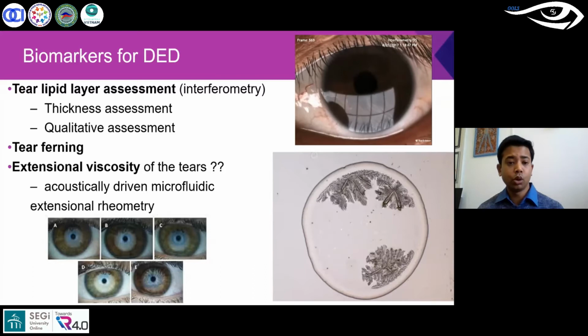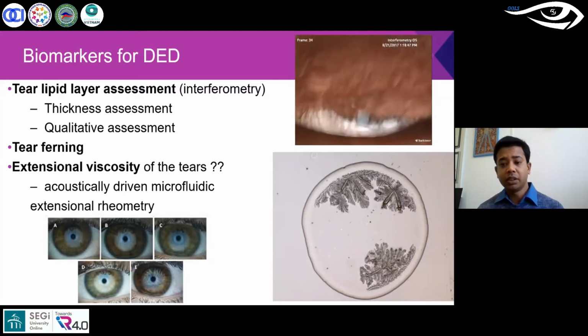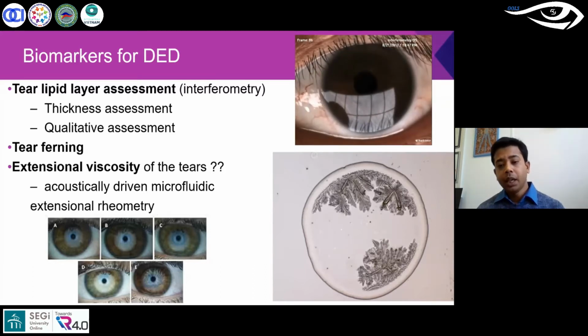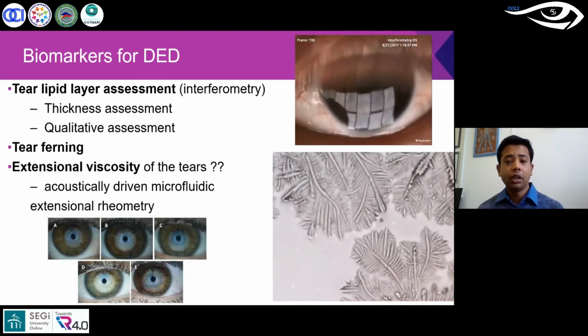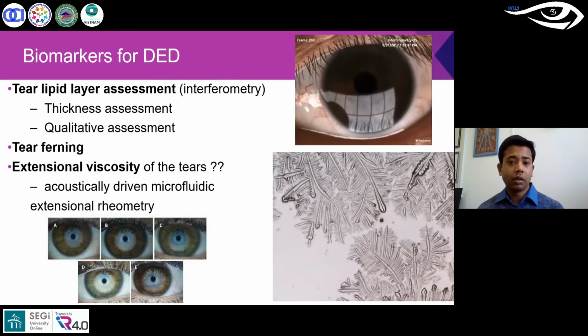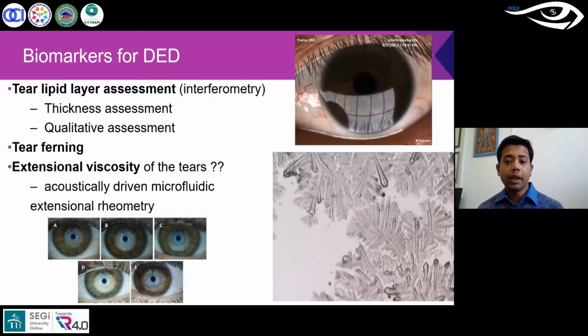The tear will produce ferning patterns, as you can see in the bottom right video. Based on the pattern, it does really well with the severity of dry eye signs and symptoms. It's pretty easy to do in a clinic. Just be careful when you're collecting the tear. Microcapillary tubes are most commonly used, and they did very well.